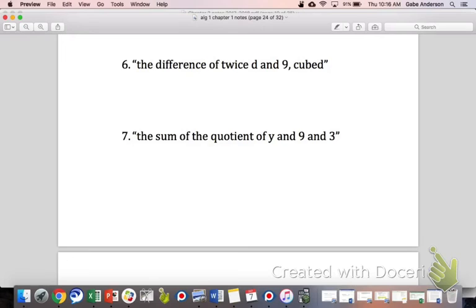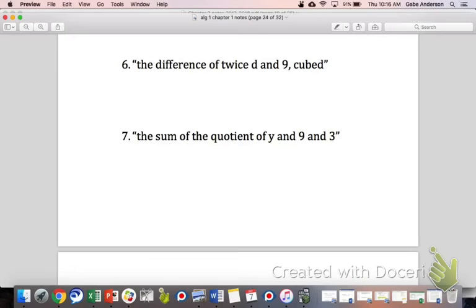It doesn't say 9, it says that. The wording is saying that the difference is being cubed, right? You are only cubing D minus 9, where the difference was 2D. You want to cube the entire thing.